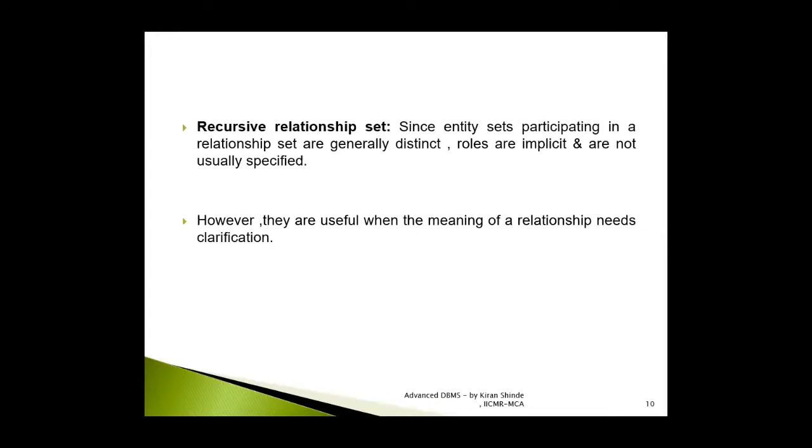Now, let us talk about one more concept on the relationship set, that is recursive relationship set. What do you mean by that? When an entity set plays a role in a relationship set more than one time, then it is called a recursive relationship set. Since entity sets participating in a relationship set are generally distinct, roles are implicit and they are not usually specified. We will see one example for this. However, they are useful when the meaning of a relationship needs clarification.